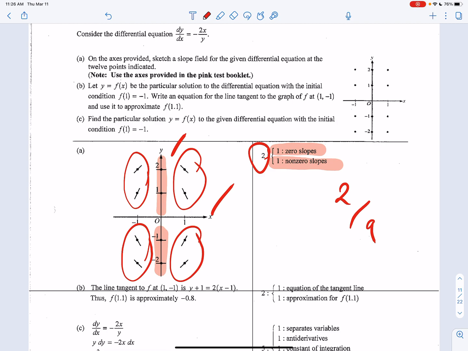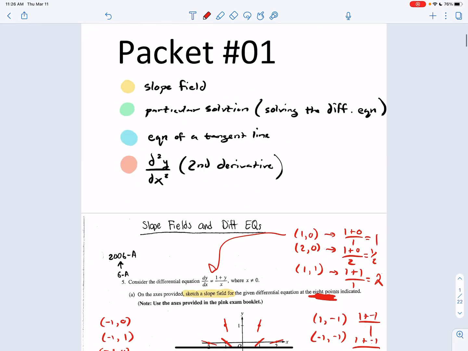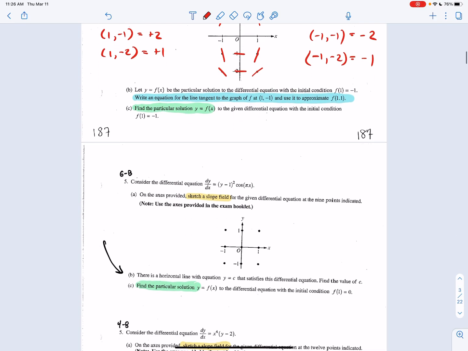You're in a good spot, okay, to passing the AP exam. Okay, so we're going to stop there.